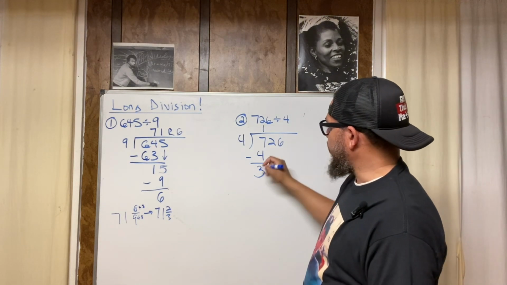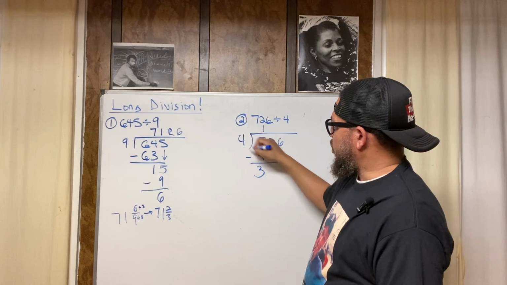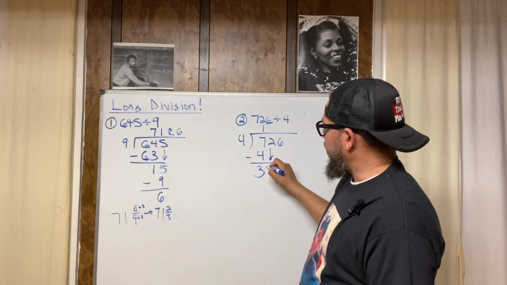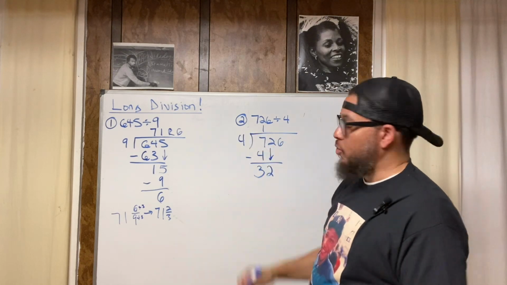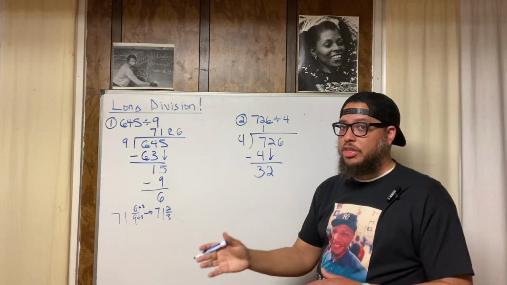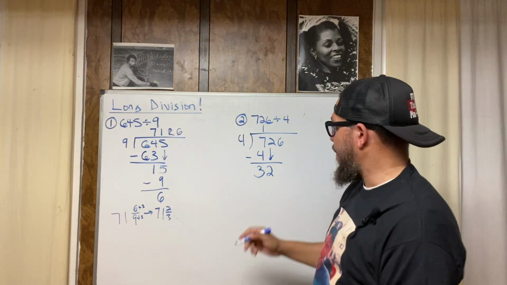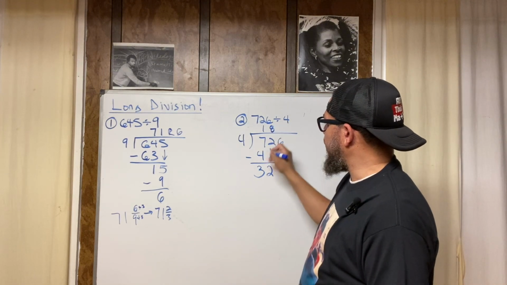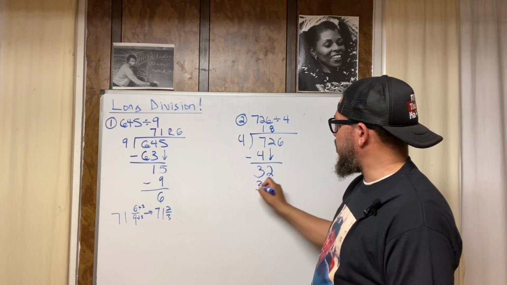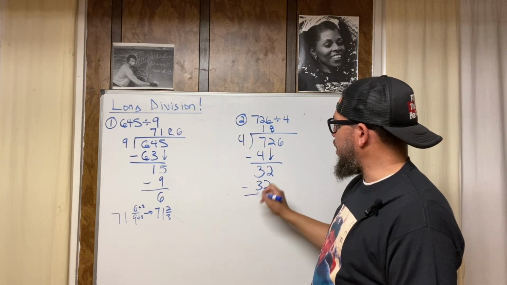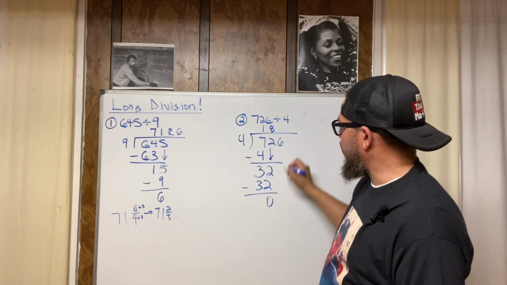All right. So now we got 3. 4 is larger than 3. So we're going to bring this 2 down. So now we got 32 divided by 4. Again, know your multiplication facts, know your division facts. 32 divided by 4 is 8. Take that 8, throw that up there. Then we're going to multiply. 8 times 4 is 32. Draw the line, minus sign, 32 minus 32 is 0.